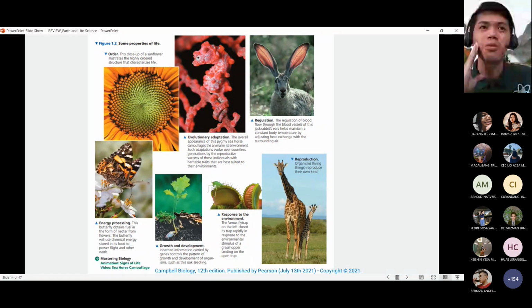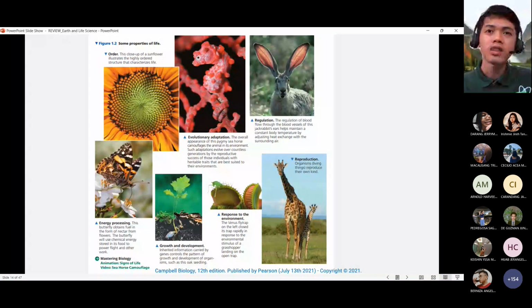As you can see, from order, evolutionary adaptation, regulation, reproduction, response to the environment, the stimuli, growth and development, and energy processing. So those are some of the properties of life. Okay, just take down notes, those important keywords for every property of life.